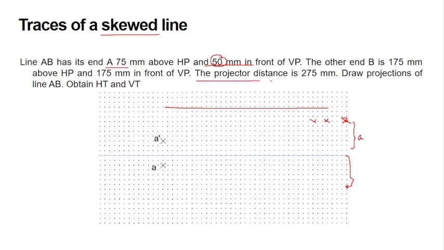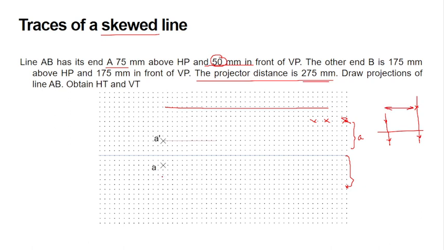So end projector distance is given as 275. End projector is what? The line containing AA dash and the line containing BB dash. These are called end projectors. So the distance between these two lines is given as 275.